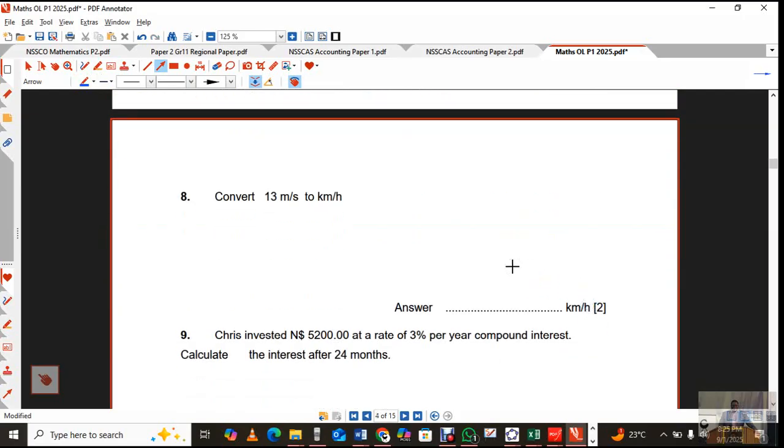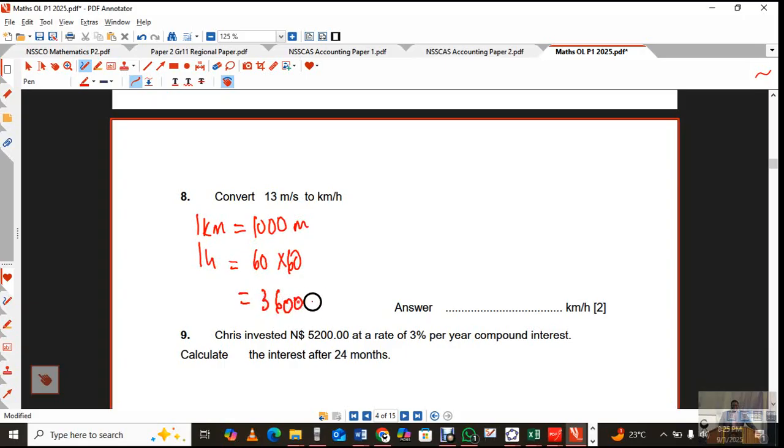Convert 13 meters per second to kilometers per hour. Okay, 1 kilometer is 1,000 meters. 1 hour is 60 times 60 because we want to change it to seconds, which is 3,600 seconds. So basically, we're going to change 13 meters.